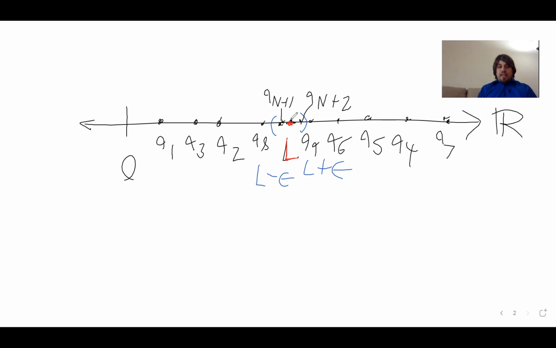Okay? That's what the limit of a sequence is. All right? So for each epsilon you choose, there's a corresponding value capital N such that all the terms after the capital Nth term will be within epsilon of your limit. Okay, that's what this definition is saying here.